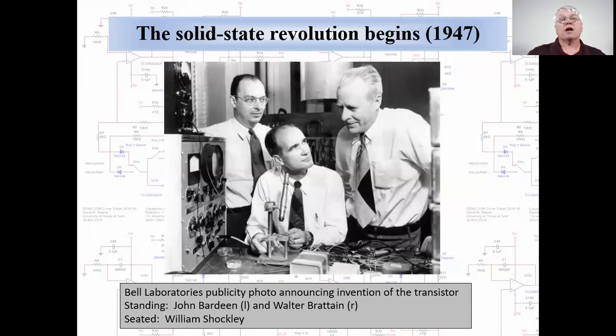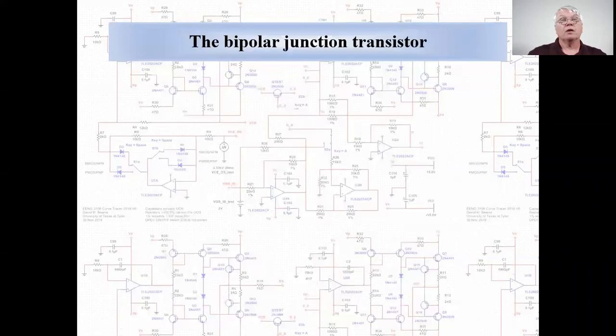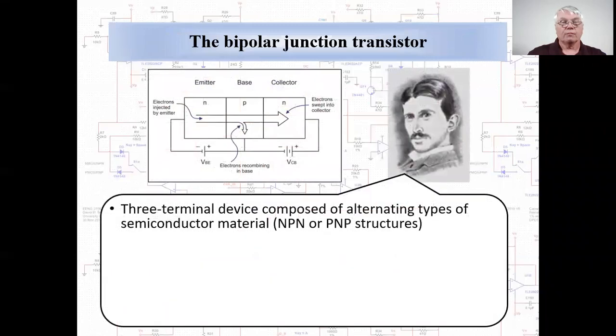The beginning of the solid-state revolution was with these inventors of the transistor. Their invention was later renamed the bipolar junction transistor, or BJT, to distinguish it from the field-effect transistor, or FET, which came later. A brief description of the operation of the bipolar transistor. We'll let Nikola take care of the details.